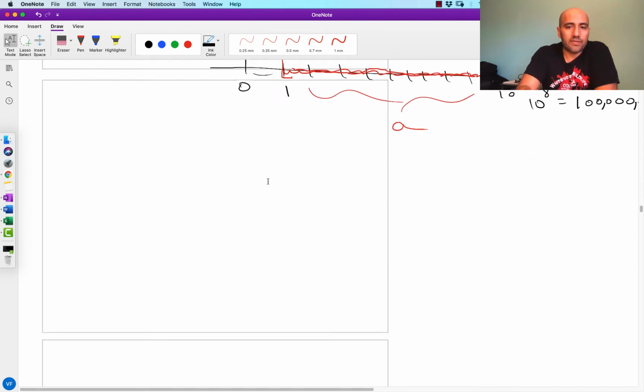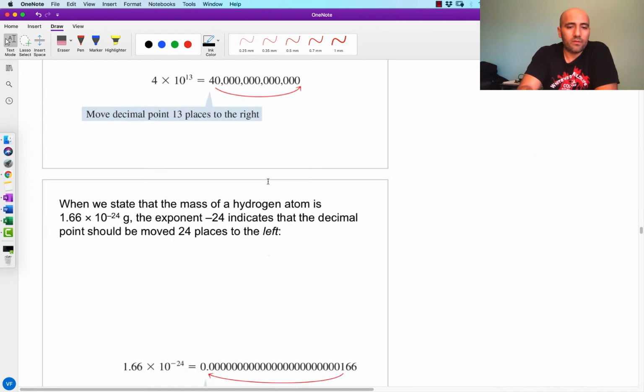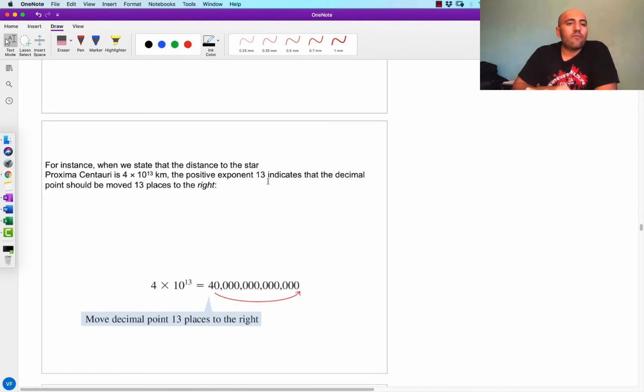Okay, let's look at a couple of examples. So, for instance, when we state the distance to the star Proxima Centauri is 4 times 10 to the 13 kilometers, the positive exponent 13 indicates that the decimal point should move 13 places to the right. Okay, so remember that 10 to the power of 13 is 1 with 13 zeros. 1, 2, 3, 4, 5, 6, 7, 8, 9, 10, 11, 12, 13 zeros. So that is a really, really big number, right? Which is what we would expect.